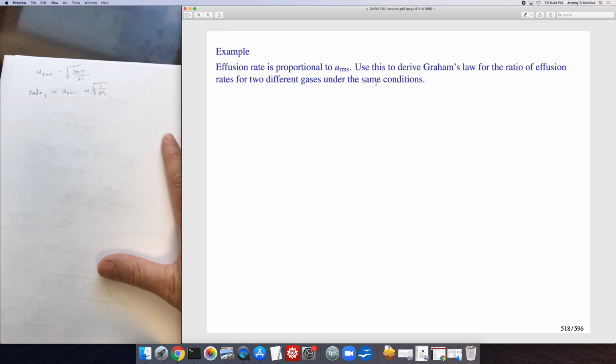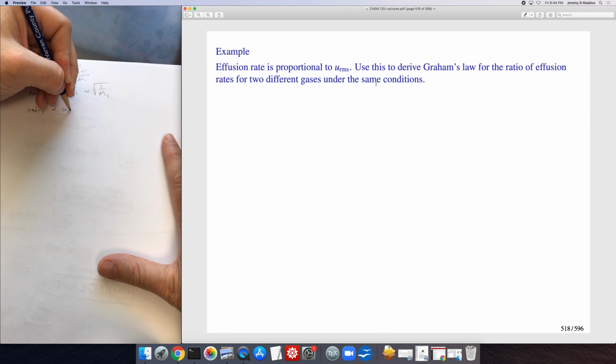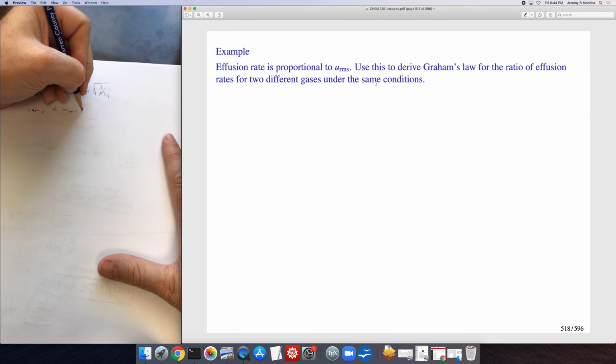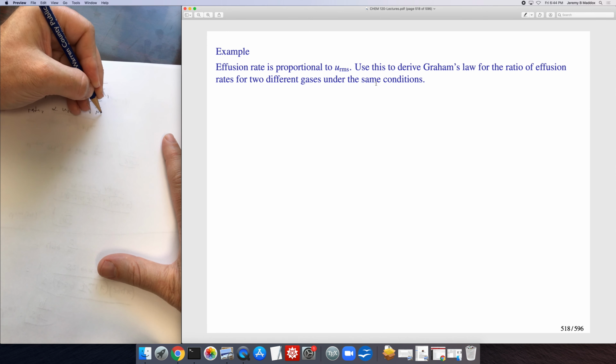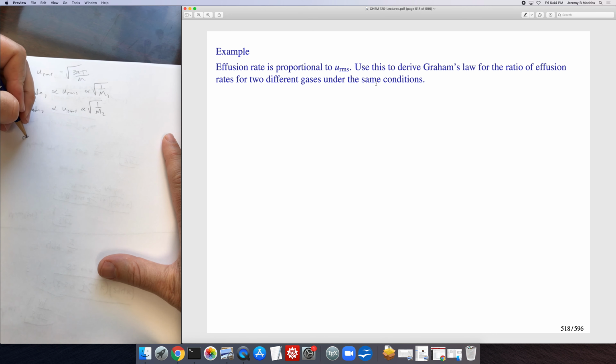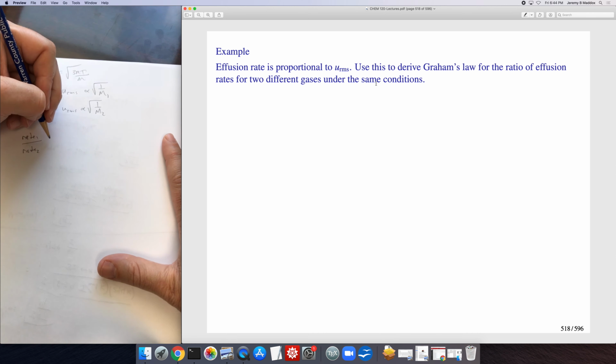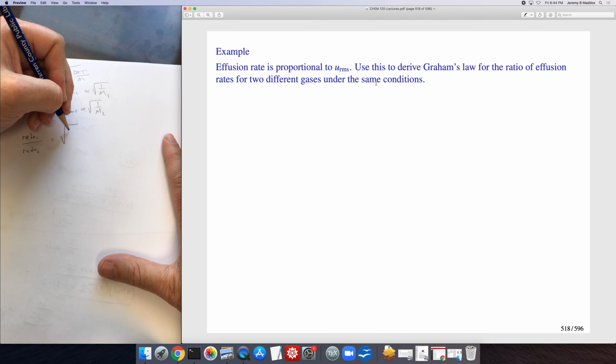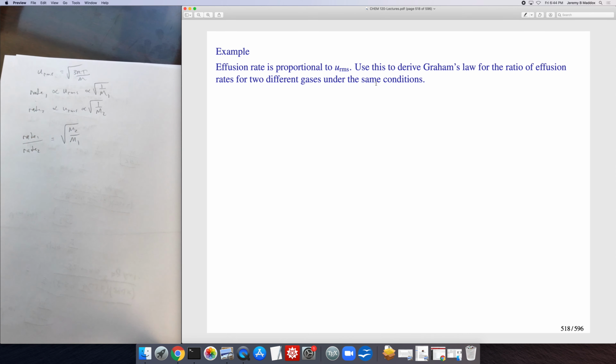Well, that's Graham's law. And so if you take the same thing for a second gas, rate 2, proportional to the root mean square speed of the second one, you get the square root of 1 over m2. And then if you take the ratio of the two, you're going to get the square root of m2 over m1, which was Graham's law, which we used in the previous video.